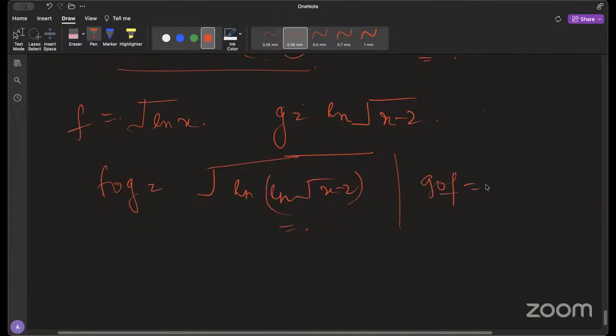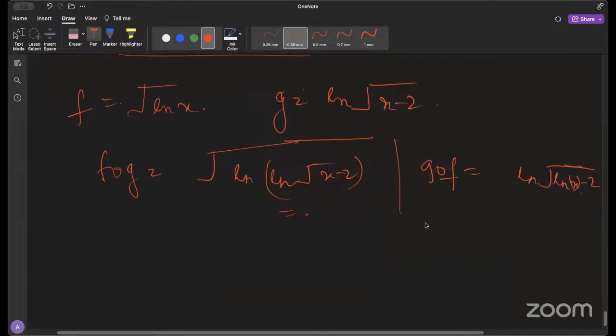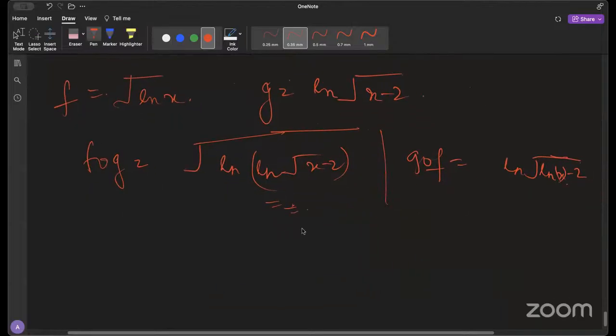GOF, you will get natural log square root of natural log x minus 2. See this thing. We'll discuss one-oneness, and then we'll discuss one more thing. If you have both the functions, we will mention this thing.